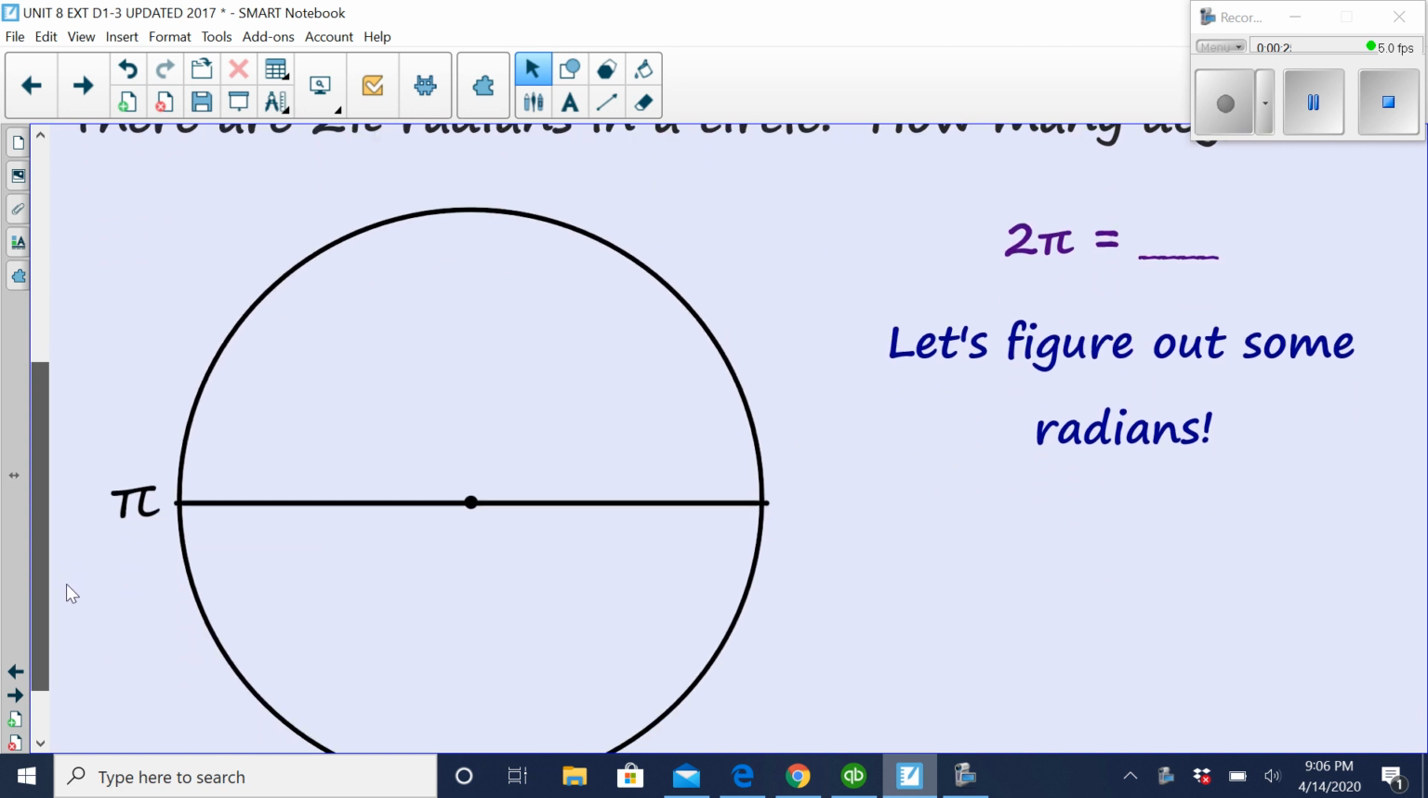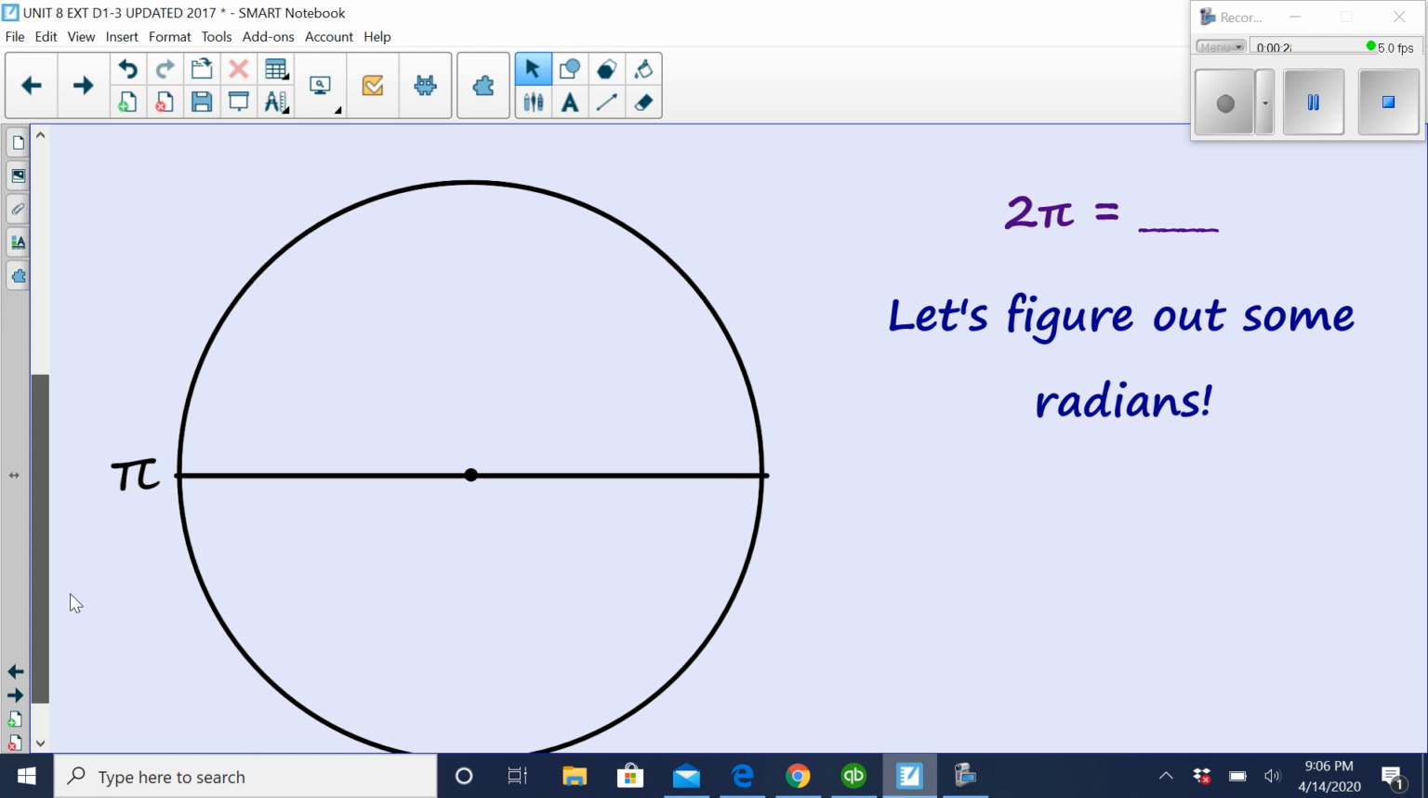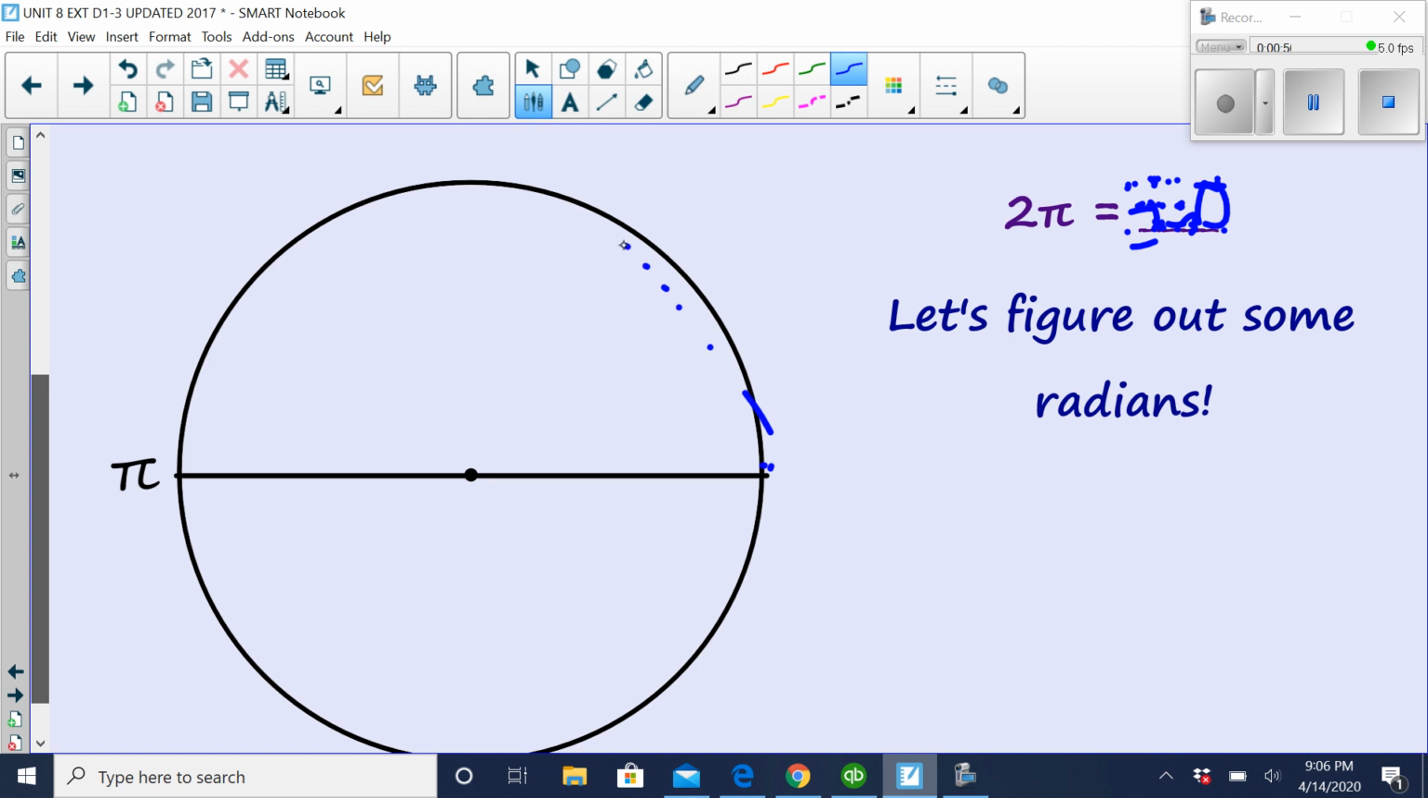How many degrees? If we think about a full circle, you know that a circle measures 360 degrees. So 2 pi is equal to 360. So if I want to think about pi radians, I start here and come around my circle, pi radians. What would pi be equal to? Pi would just be equal to 180 degrees.